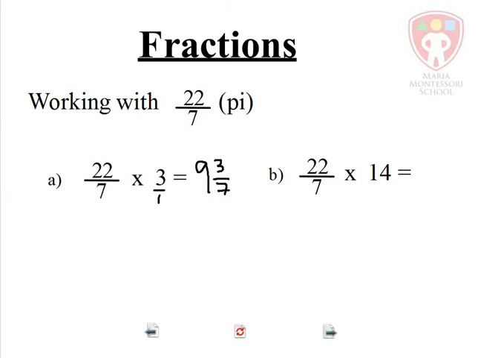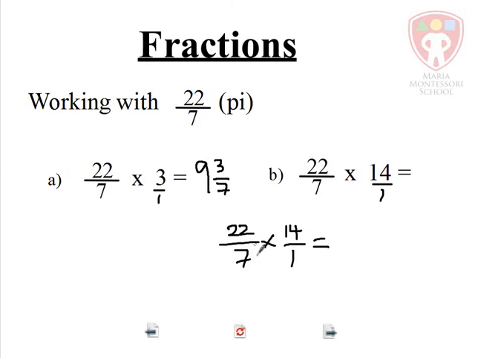So no problems at all. Let's do it again here. 22 over 7 times 14 over 1. That's how we write it. That 14 can be written like that as a fraction. Before we multiply, we try to reduce. We can't reduce this way, but we can diagonally.